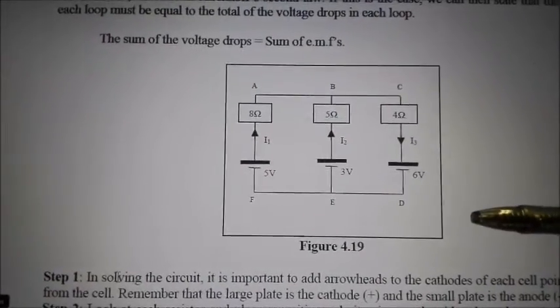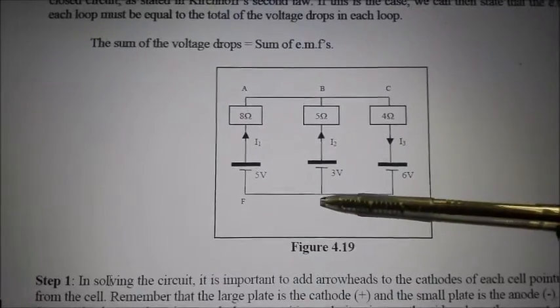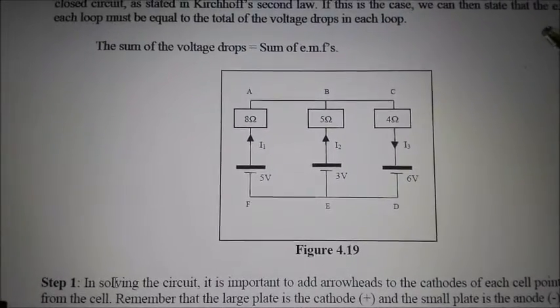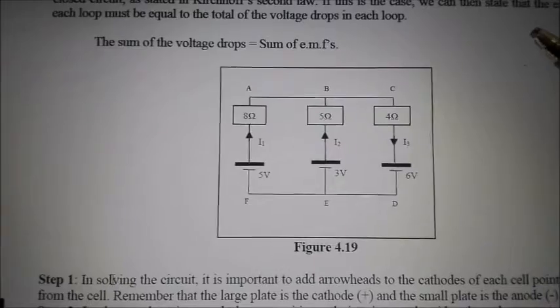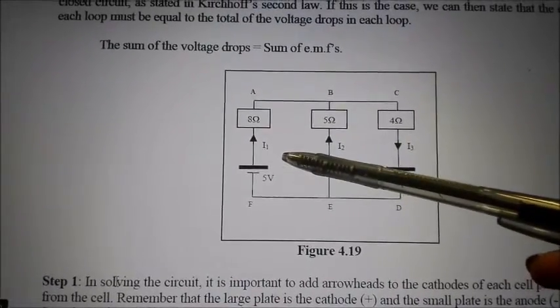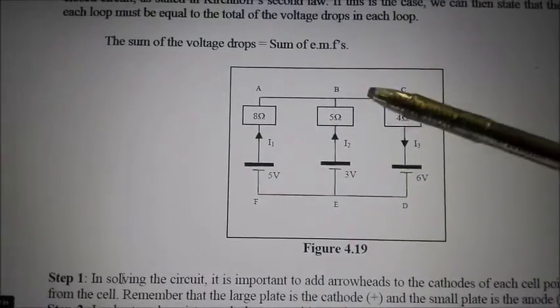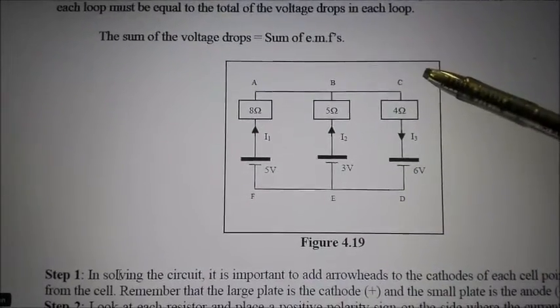So once we've understood that, to solve this, we're using Kirchhoff's second law. We have to use what we call loop analysis. Loop analysis simply means that you have to have a complete loop in a closed circuit and apply the principle of the law, which means that the sum of the voltage drops will equal the sum of the EMFs.